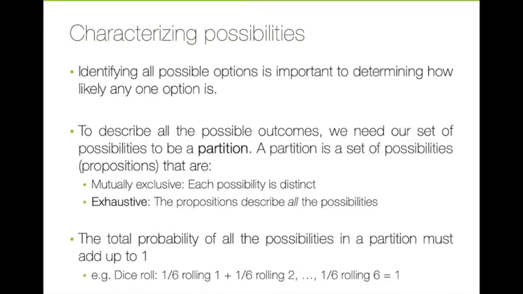Why do we care about cataloging all the possibilities like this? Well, identifying all the possible options is important to determining how likely any one option is. And in order to describe all the possible outcomes and how likely they are, we need our set of possibilities to be a partition. A partition is a set of possibilities, which can be described with propositions, that meet 2 conditions.